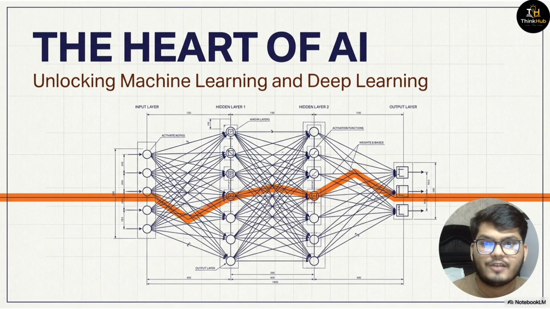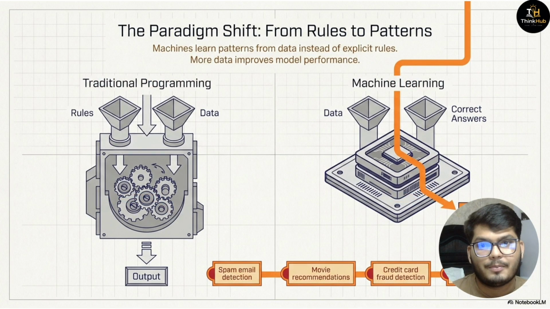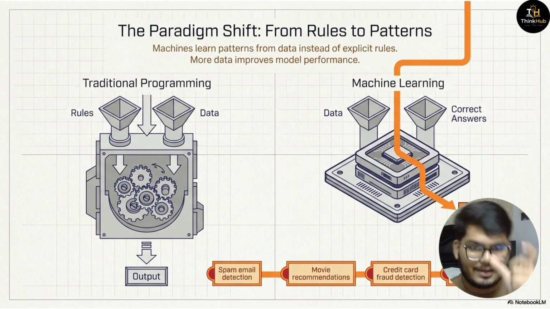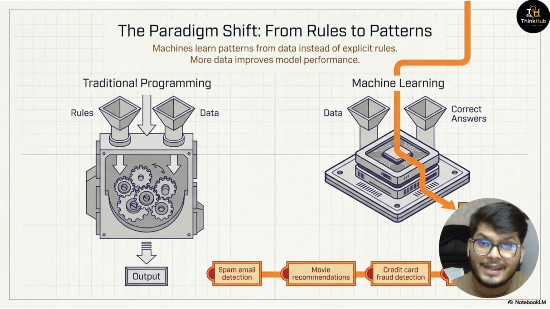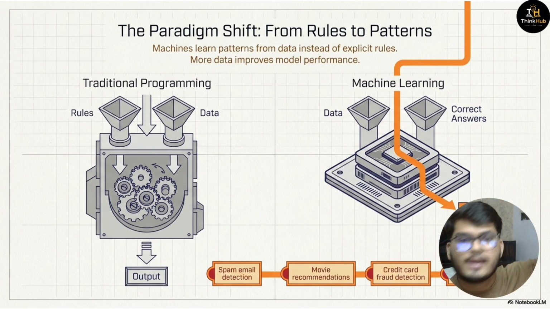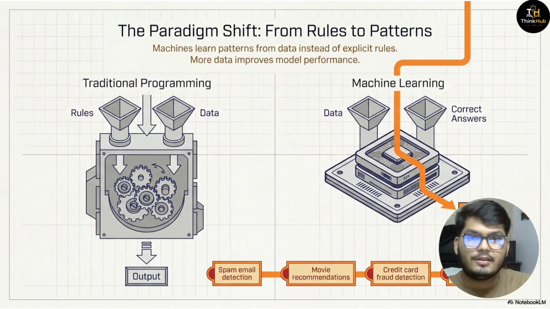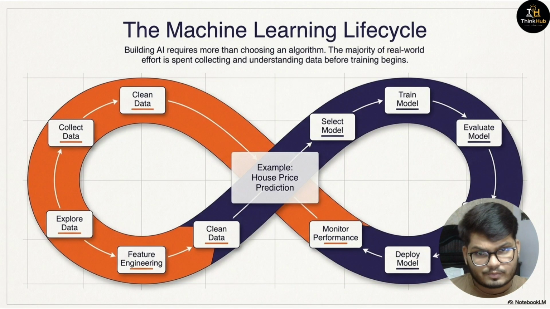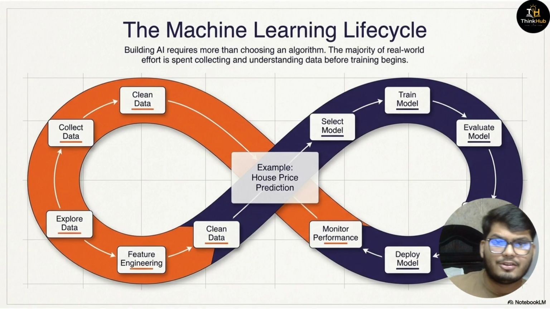And the heart of AI will be unlocked. The heart of AI is machine learning and deep learning. I have told you about machine learning and deep learning. Traditional programming takes rules and data and gives output. But what is machine learning? You give it data and the correct answer, and then machine learning will generate the model.